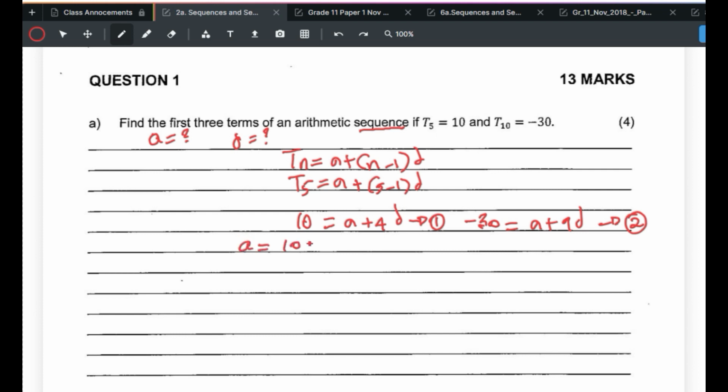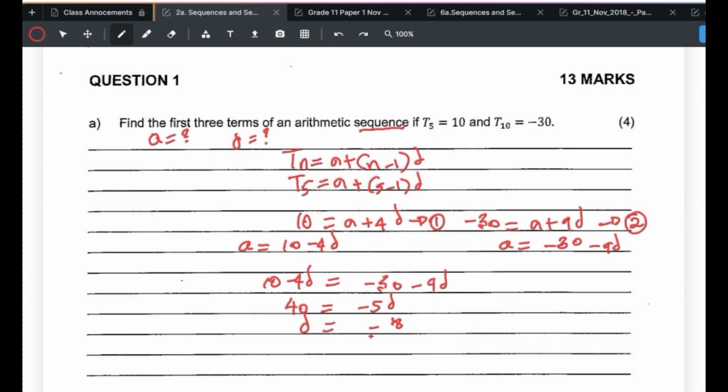Or, if you want, another one, I think maybe what you're thinking about is this, right? A is equals to 10 minus 4D, and you have this as A is equals to negative 30 minus 9D. So you have 10 minus 4D is equals to negative 30 minus 9D. Simplifying, this is going to be 10 plus 30, which will be 40, equals to negative 9D plus 4D, so negative 5D. So D is negative 8.